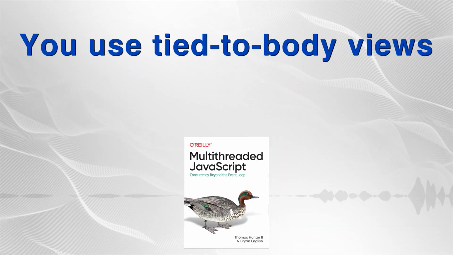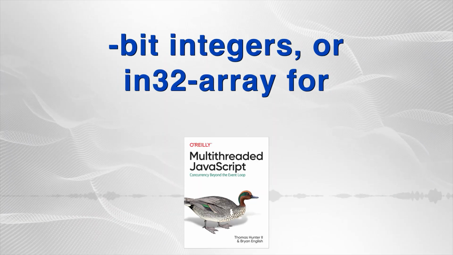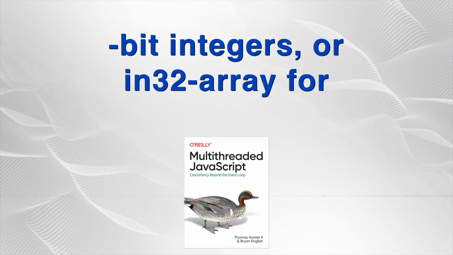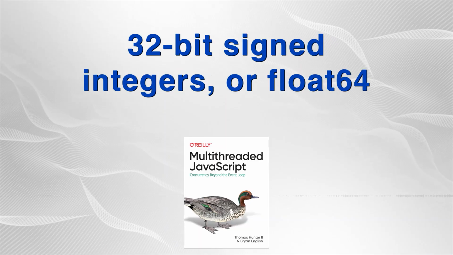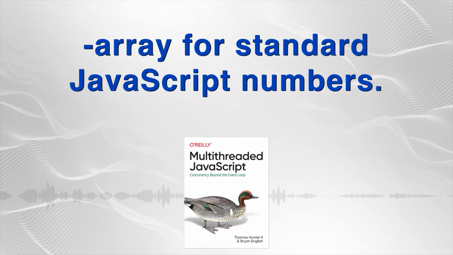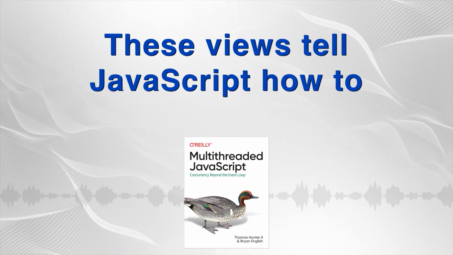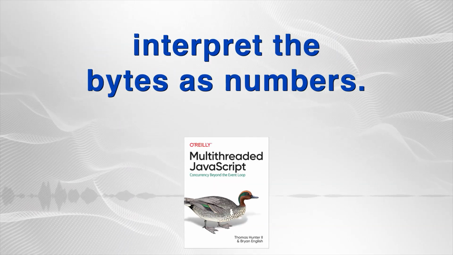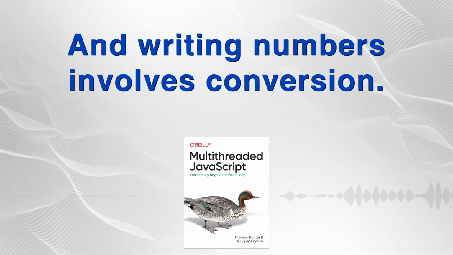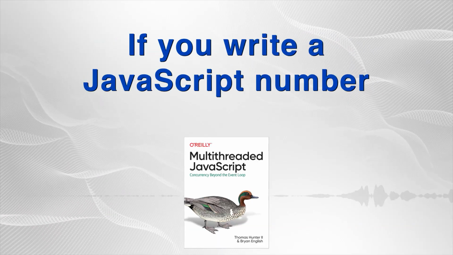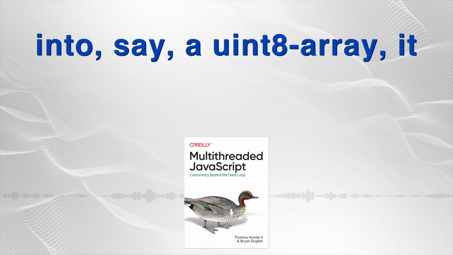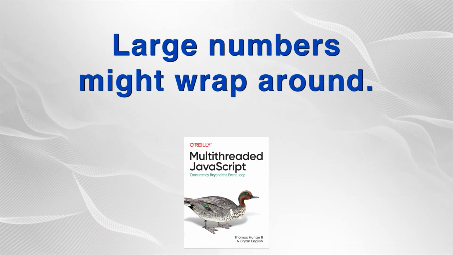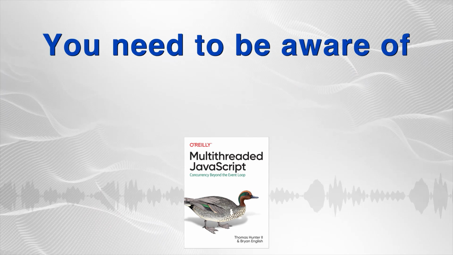Correct. You use typed array views like Uint8Array for unsigned 8-bit integers, or Int32Array for 32-bit signed integers, or Float64Array for standard JavaScript numbers. These views tell JavaScript how to interpret the bytes as numbers. And writing numbers involves conversion. Yes. If you write a JavaScript number into, say, a Uint8Array, it gets converted to an 8-bit integer. Large numbers might wrap around. You need to be aware of the view's type.